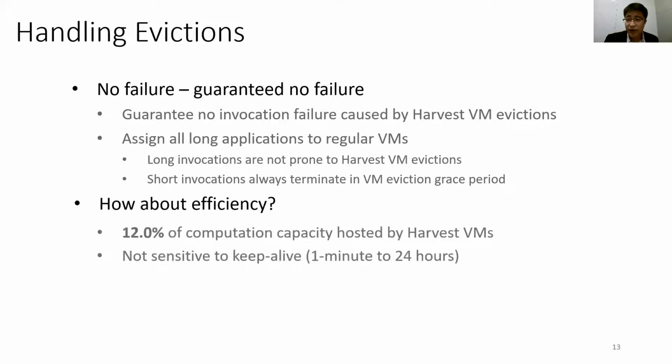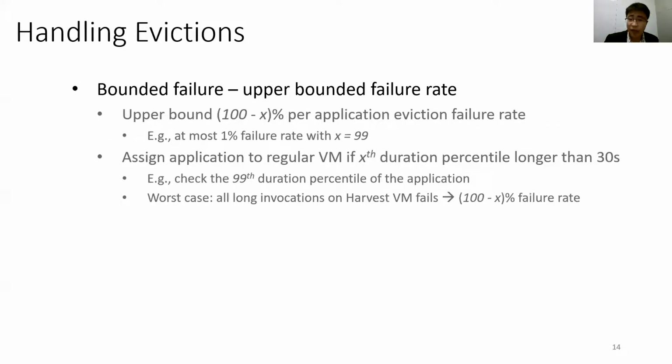Unsurprisingly, the efficiency is unsatisfying, with only 12% of computation hosted by harvest VMs. This matches the intuition from the characterization that almost all computation power is taken over by long applications. It's also noteworthy that the fraction of computation hosted on harvest VMs is actually larger than the fraction of total execution time occupied by short applications. This is because we also consider container keep-alive when accounting resources. We also checked that this ratio is not sensitive to the actual length of keep-alive. So we've seen that offering 100% reliability is expensive.